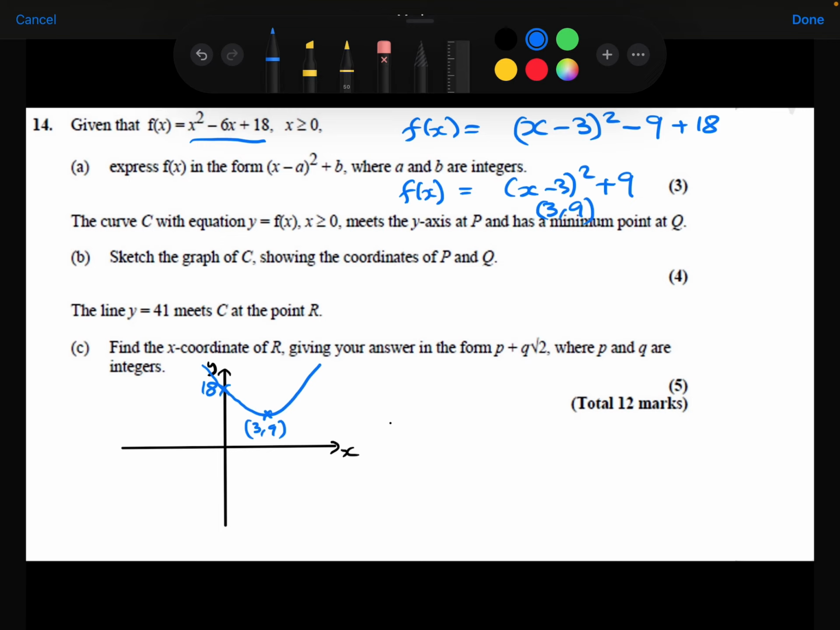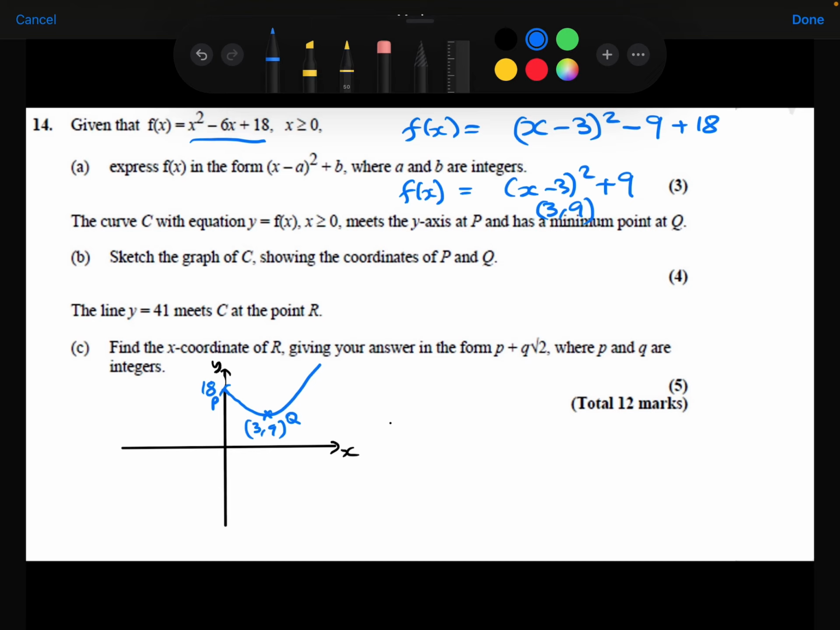That's my quadratic, except I'm going to adjust that slightly because I was told that x is greater than or equal to 0. So actually I don't need to include the bit where x is less than 0. And I'm also going to label up P and Q. I was told that it meets the y-axis at point P. So this is point P, where the coordinate is 0, 18, and the minimum is point Q down there.